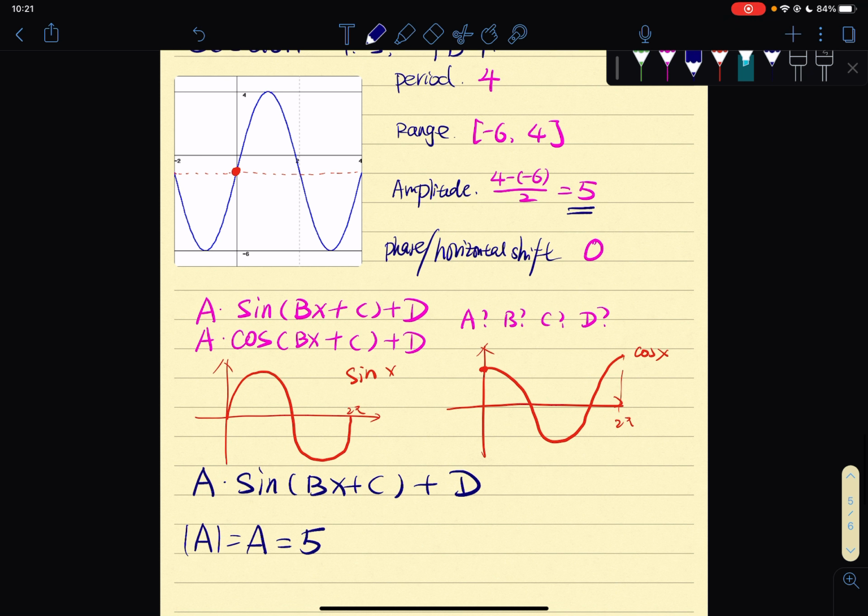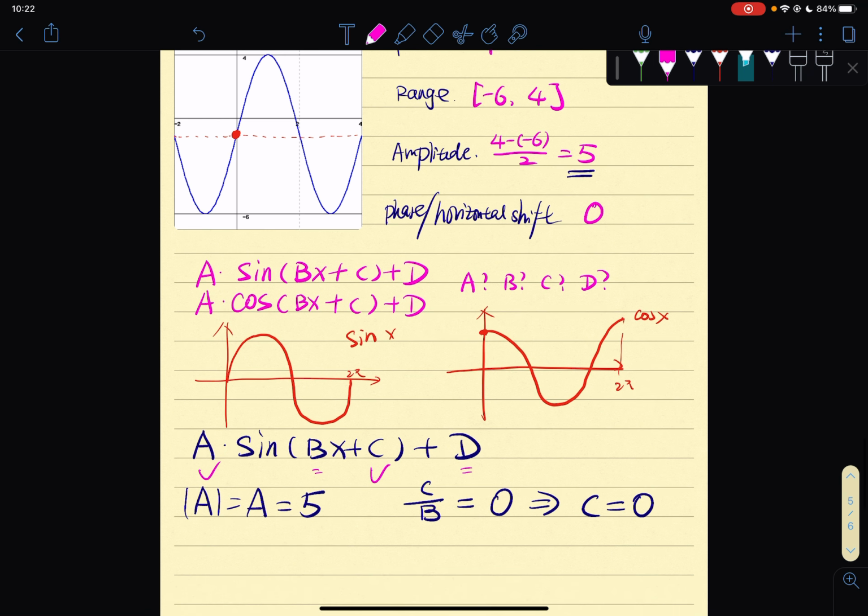The second thing is my shift. My horizontal shift was supposed to be c over b, right? And then I realized because this is supposed to be 0, my c is technically 0. So I found a, I found c. I need to know my d and my b. So how do I find my d?